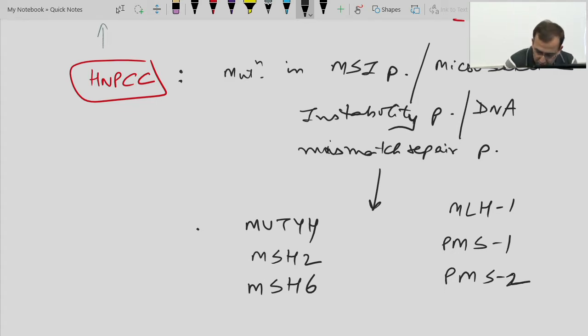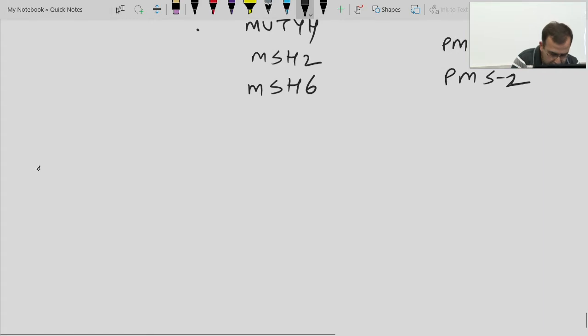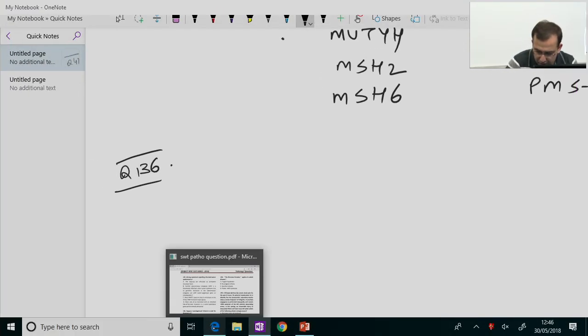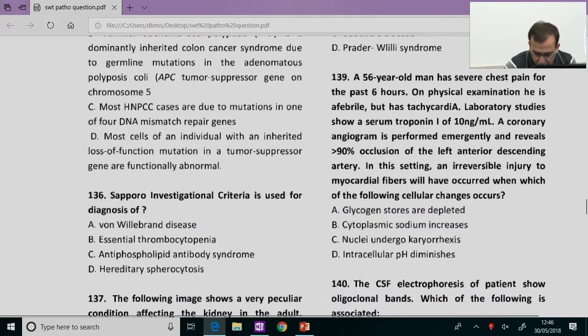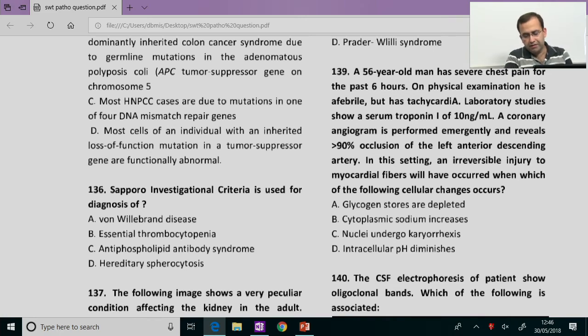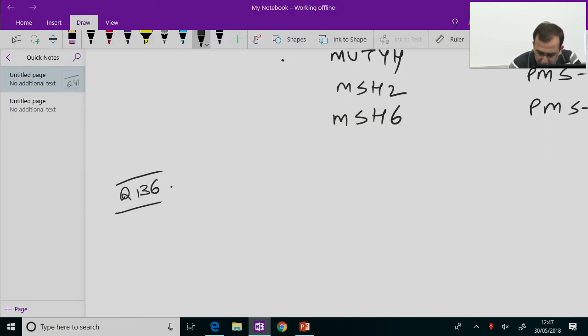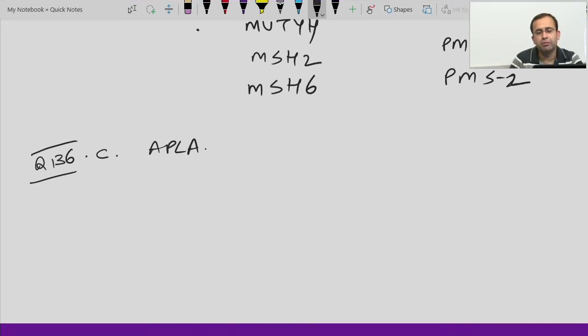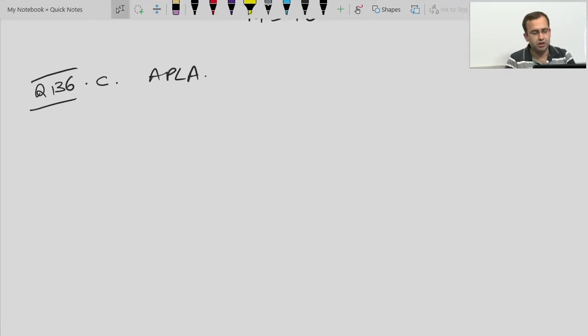Next, this gets us to question number 136. Sapporo investigation criteria is used for APLA, antiphospholipid antibody syndrome. The answer is C, that is, it is used for APLA.